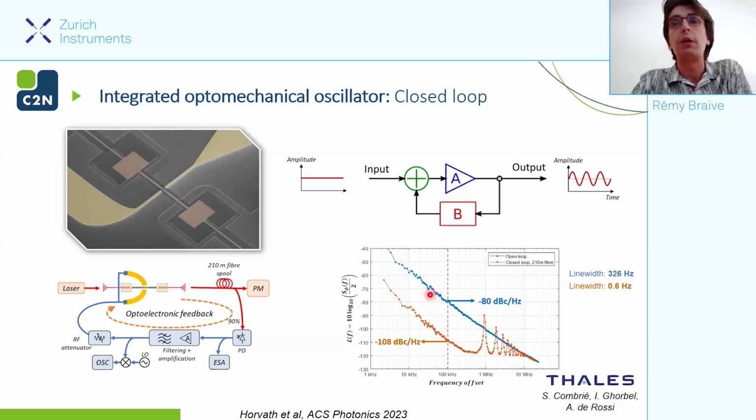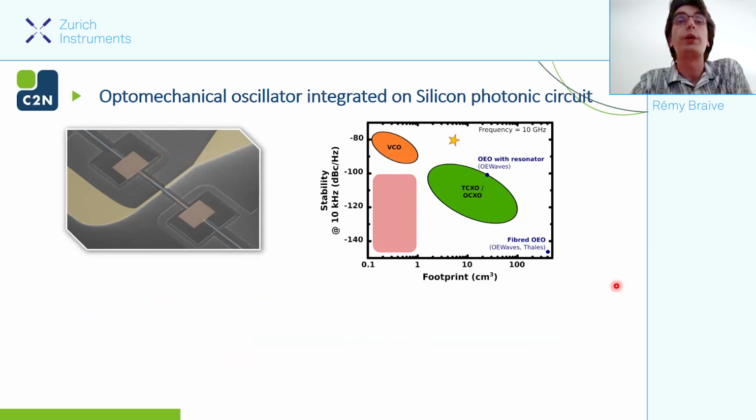And somehow, if you are not so familiar with this kind of metrics, you can look at the line width. When it's open loop, the line width of our system is around 300 hertz, but we go sub-hertz when we have implemented this feedback loop. So we demonstrate here an integrated optomechanical, or electro-optomechanical, oscillator with a relatively low phase noise. And so now we can try to compare this with other performances of the other optoelectronic or optomechanical system.